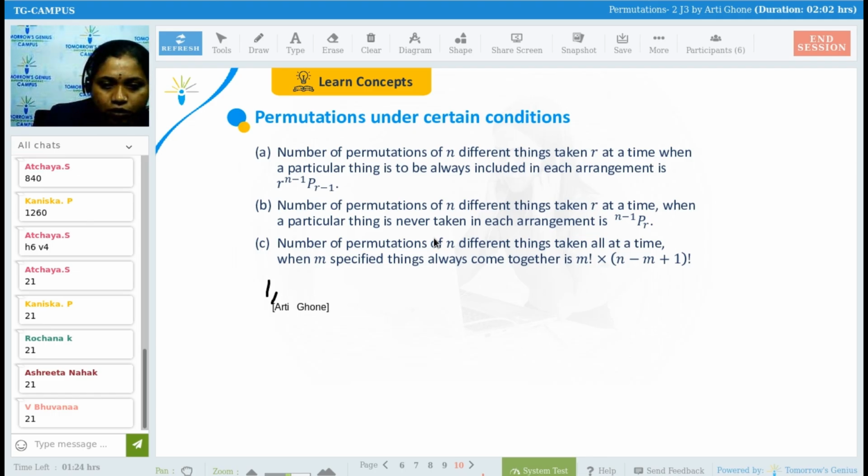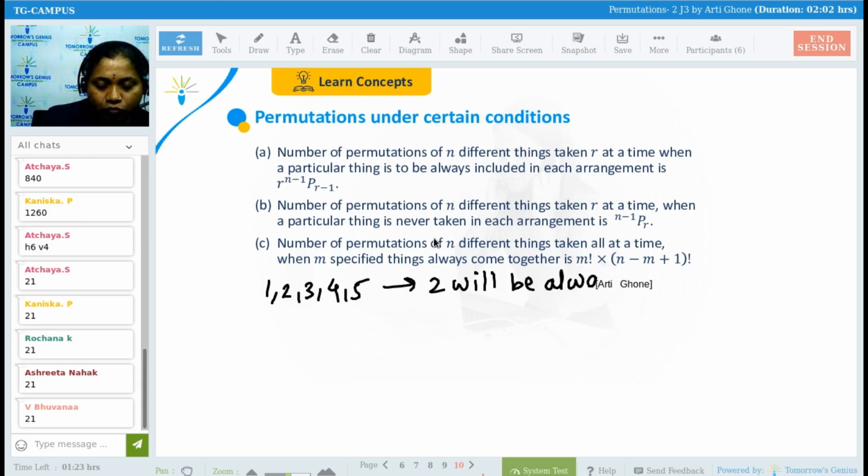See, I want to form a number with the digits 1, 2, 3, 4, 5, and I am keeping the condition that 2 will always be in the number. 2 will always be taken. What will be the answer? r at a time. So how many things am I taking at a time? Let's consider 1 and 2 will always be taken. We don't have bounds that first and last position or first and third position. So two things will always be considered, which means the r value is 2.